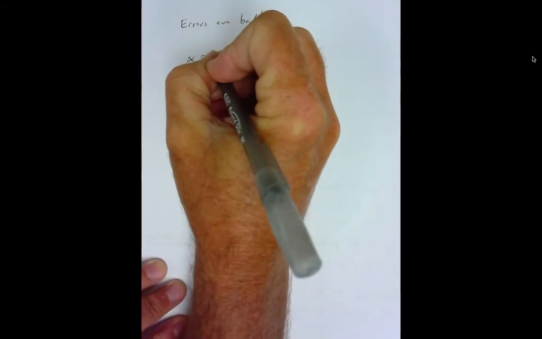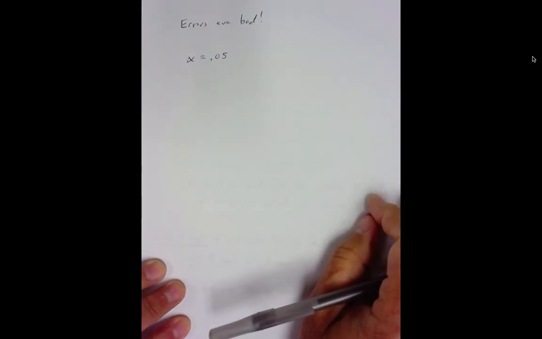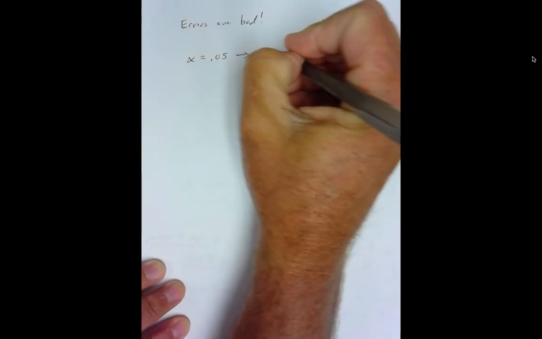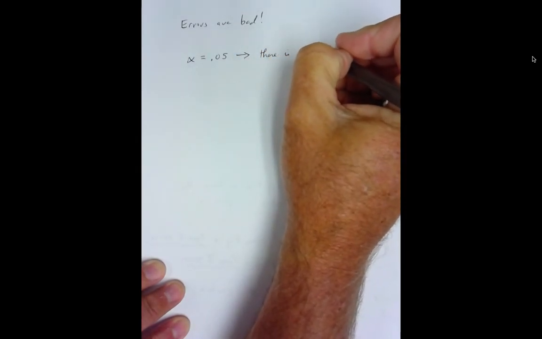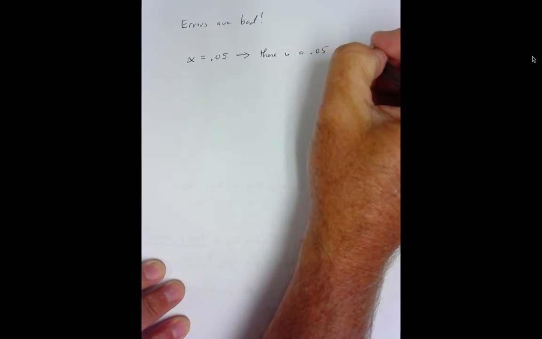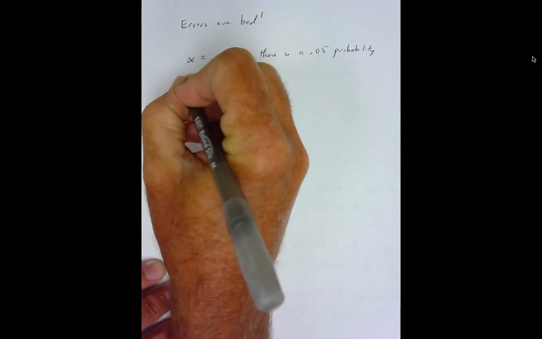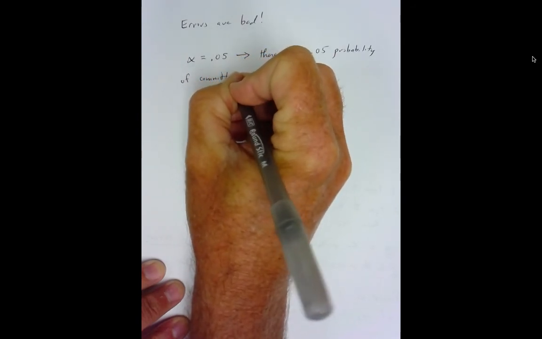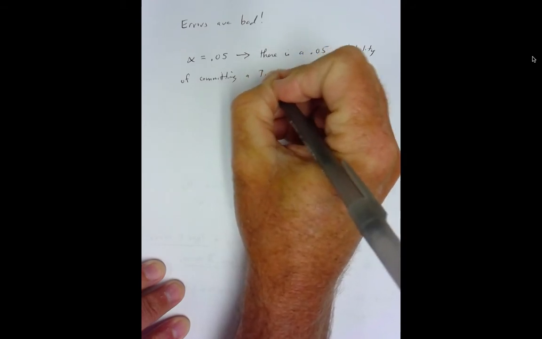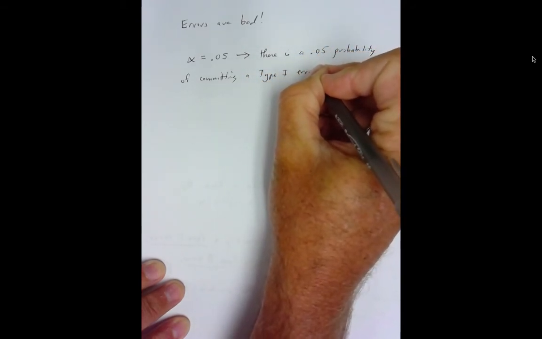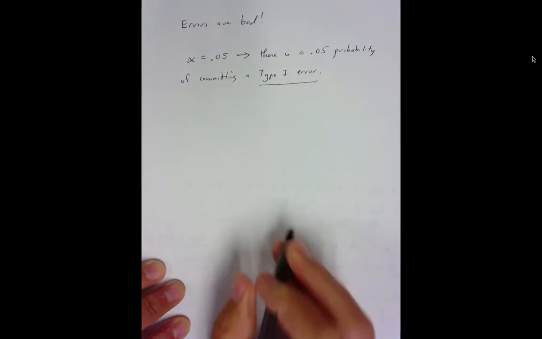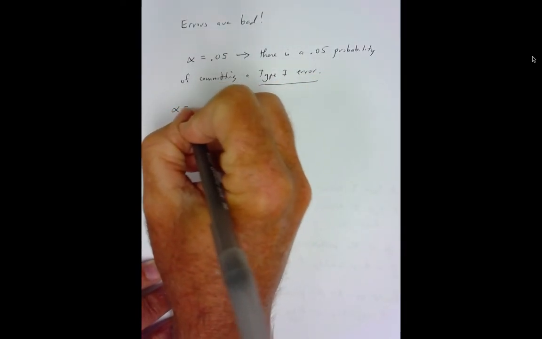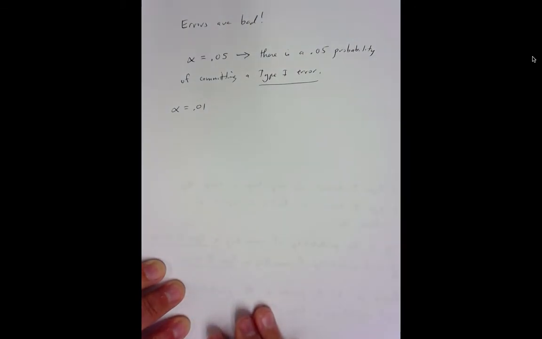We typically set alpha at 0.05, which tells us there is a 0.05 probability of committing a type 1 error. But in a previous video, I told you that alpha equal 0.01 was a reasonable choice for alpha as well, right?